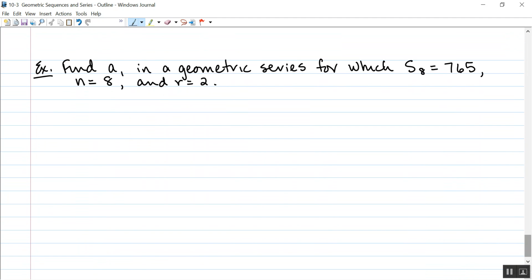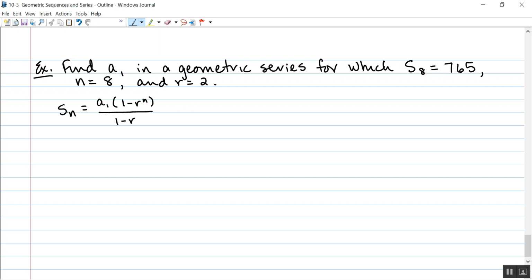Now let's do it a little bit backwards. We have to find a sub 1 in a geometric series for which we know that the sum of the first 8 terms is 765. So we know that n equals 8, and we're given that our common ratio is 2. So using our formula, a sub 1 times 1 minus r to the n over 1 minus r. I'd suggest you write out the formula every time.